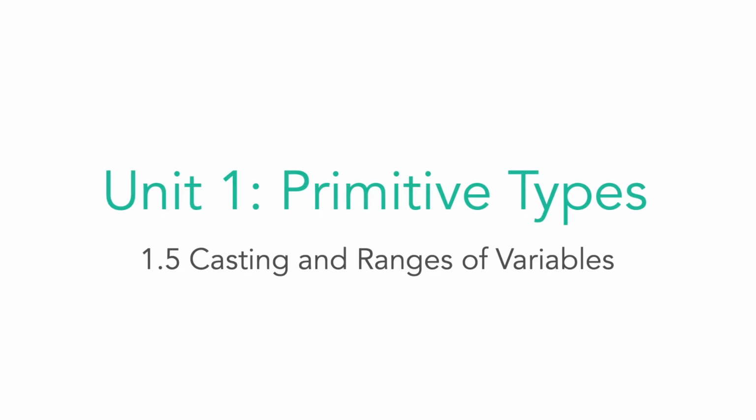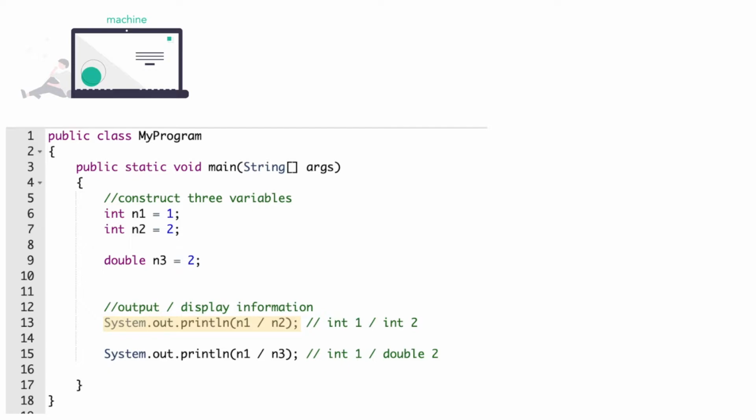Let's talk about 1.5, casting and ranges of variables. Do you remember predicting the output of integers n1 divided by n2? As a human, you know that 1 divided by 2 is not 0, but rather the more accurate answer is 0.5. Let's take a closer look to see what your machine is doing.